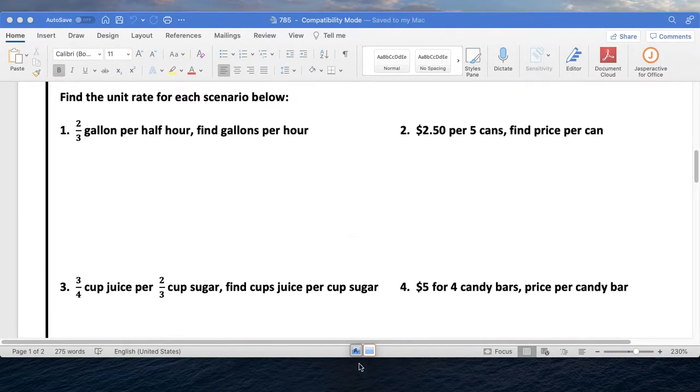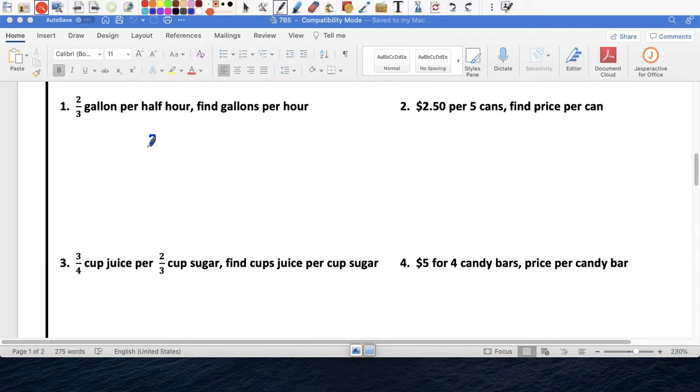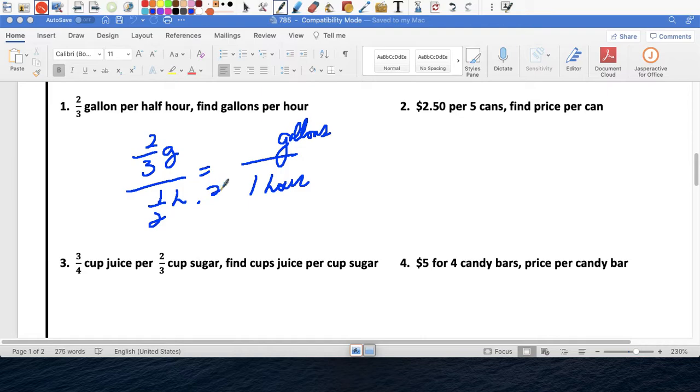Same thing here. We want to find the unit rate, so we want gallons per hour. So we're going to write 2/3 of a gallon over half an hour. And to change it to a unit rate, we want to know how many gallons per hour. And then we write gallons over here. Multiply that by 2/1, the reciprocal, right? Because it's the same thing as dividing by 1/2. And that becomes just 1. And over here we have 4/3 of a gallon. Or if you wrote it as 1 1/3 gallons, that's okay too.